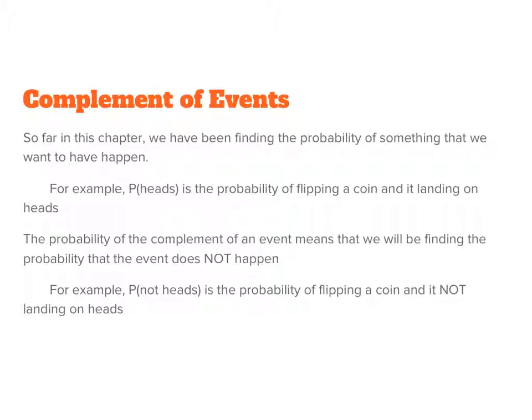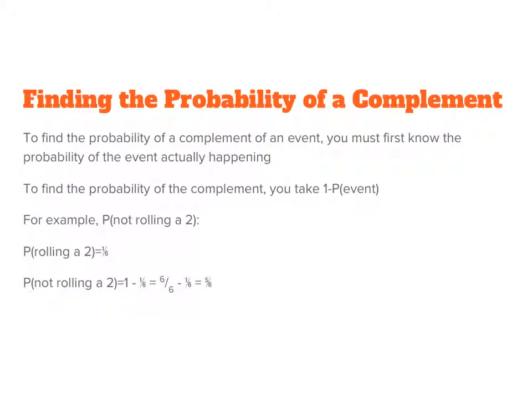The probability of the complement of an event means that we'll be finding the probability that the event does not happen. So for example, P of not heads is the probability of flipping a coin and it not landing on heads. So to find the probability of the complement of an event, you must first know the probability of the event happening. So to find the probability of the complement, you take 1 minus the probability of your event.